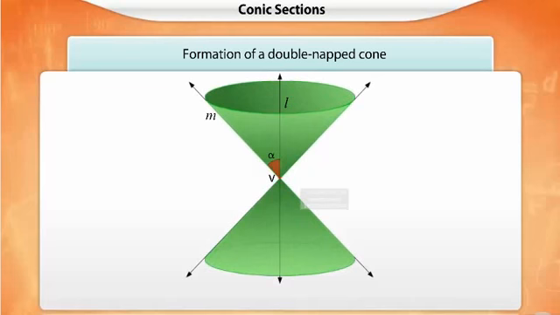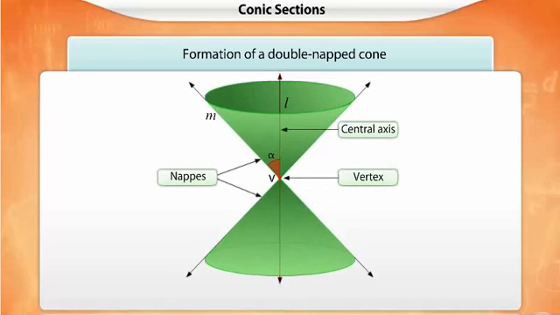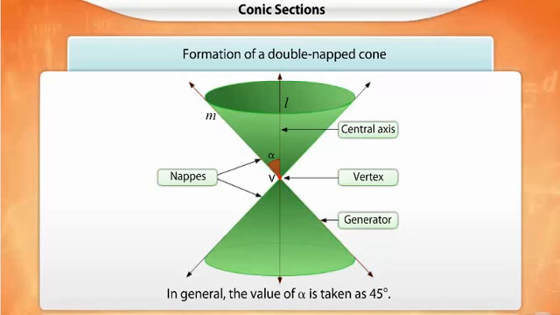Point V is also known as the vertex, which divides the double cone into two naps. Line L is known as the axis of the cone. The rotating line M is called the generator of the cone. Angle alpha is the angle between the axis and the generator. In general, we take this angle as 45 degrees.